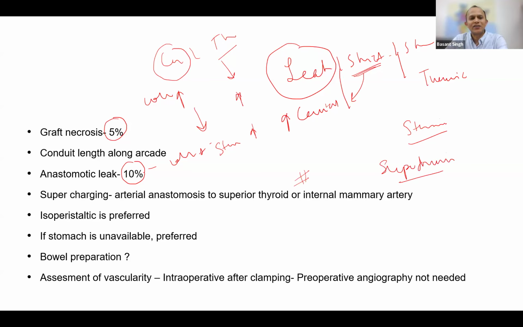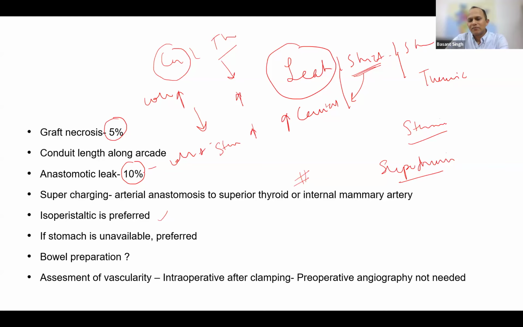We always prefer the isoperistaltic. In a previous class, somebody asked about the conduit choice, so I read about it. They have mentioned very clearly in your book that the stomach should be the conduit of choice. Given an option, the first conduit of choice, whether it is corrosive, young patient, or old patient, has to be the stomach. If the stomach is not available, for example in corrosive injury where the stomach is damaged, then we go for the colon. So be very clear about that.